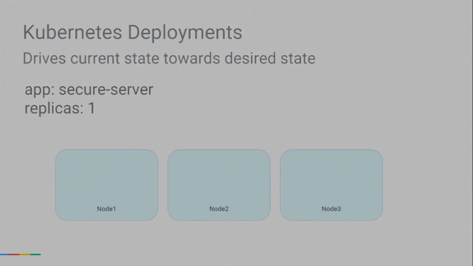So we want to get out of the spreadsheet game. In order to get out of the spreadsheet game, we have to declare the state of the infrastructure. This is what Kubernetes is about. So we have those microservices that we created or applications we created. We need to describe how many we want. So let's take that secure server. We're going to say we want one of them running somewhere in our infrastructure. The scheduler's job is to figure out which one.